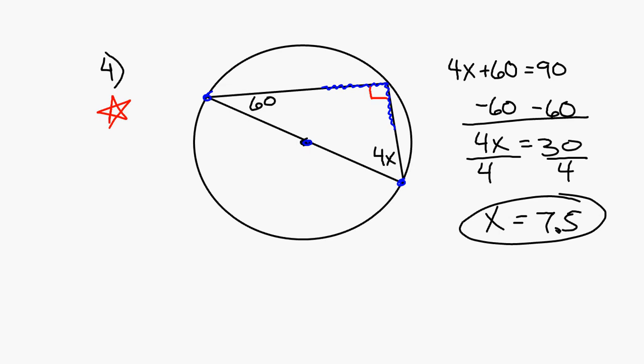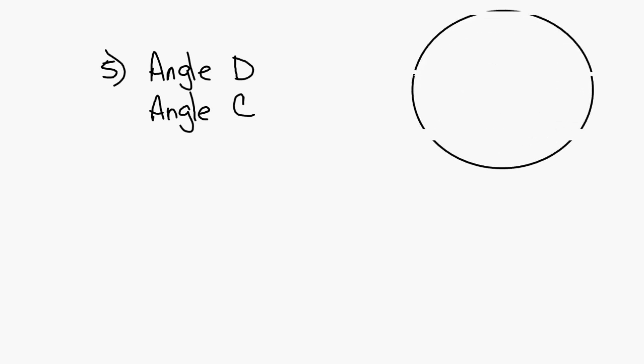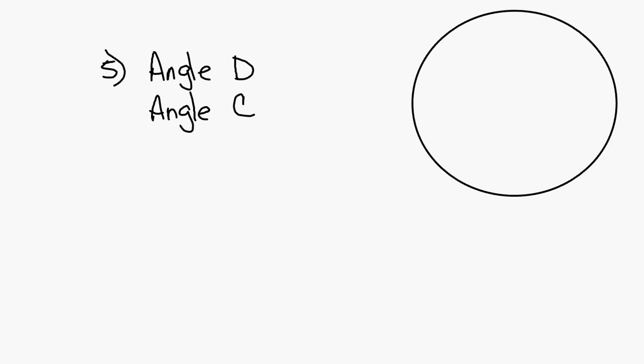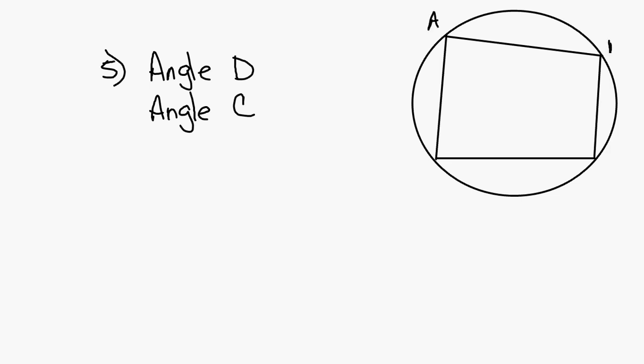Number 5. You're asked for angle D and angle C. Here's your circle. It's got a quadrilateral inscribed in it. We covered this theorem yesterday. Said that if a quadrilateral is inscribed in a circle, then opposite angles are supplementary. Supplementary means they sum 180.